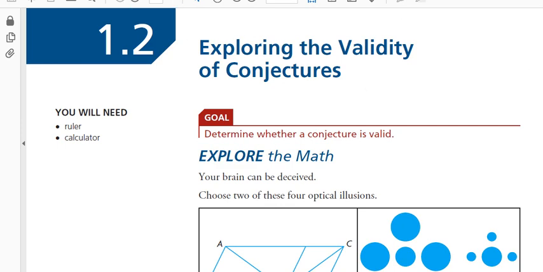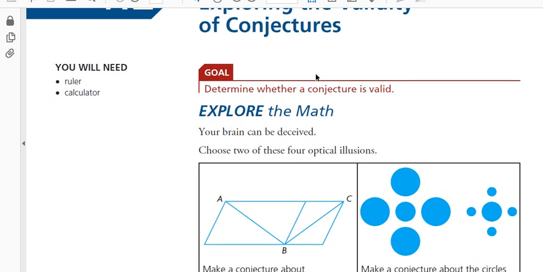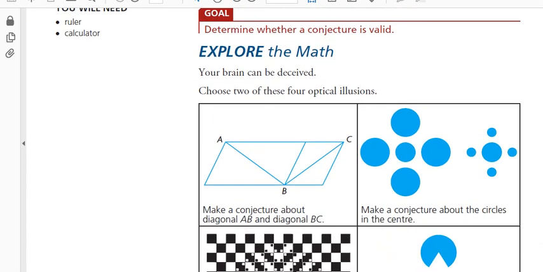All right, section 1.2, Foundations of Math 20, is titled Exploring the Validity of Conjectures. So if you have a ruler, that's great. You don't necessarily need one, but if you have some kind of ruler, in order to explore this math, a ruler might be handy. But anyways, you'll get the basic point.